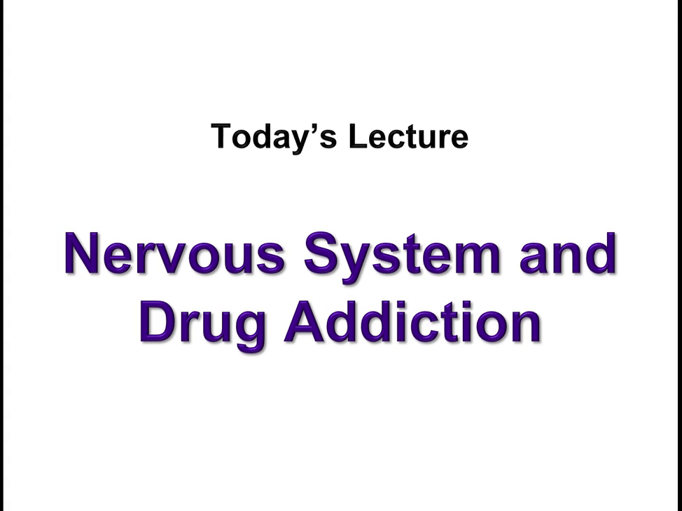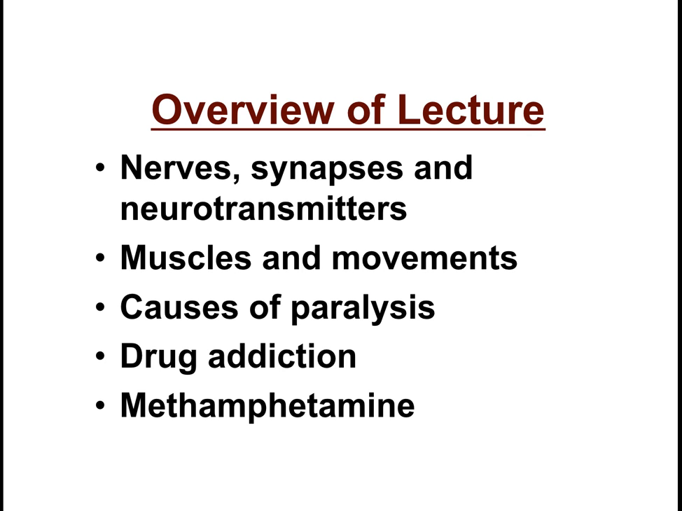Today's lecture is about the nervous system and drug addiction. We'll use this opportunity to have an overview of the nervous system, which includes the nerves themselves, known as neurons, synapses, and neurotransmitters. We'll talk about how those nerves can interface with muscles to cause movement. And when that doesn't go right, it can result in paralysis. Our discussion of paralysis will help to understand how it is that nerves and muscles interface together.